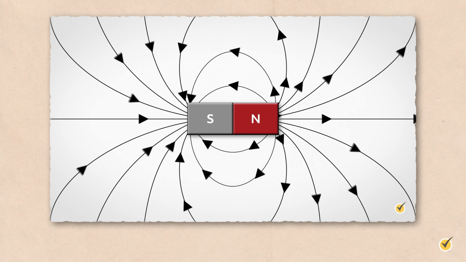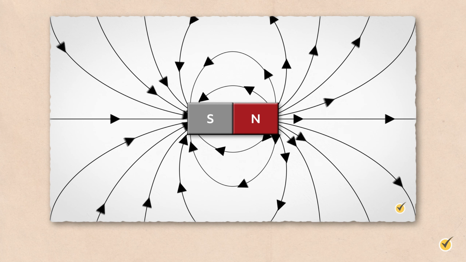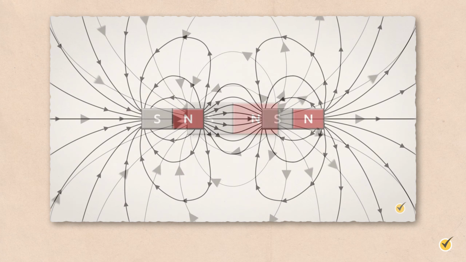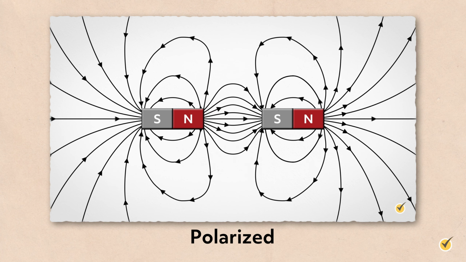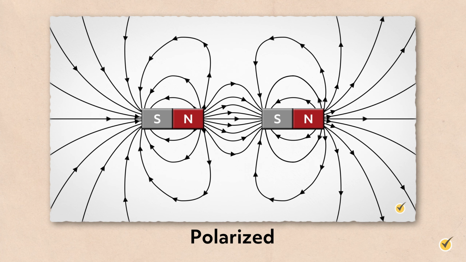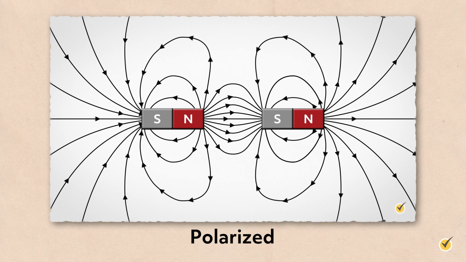Sometimes, if the loose electrons are unable to move to another charged object, they will gather at the end of the object that is near something with opposite charge. When this occurs, the object is said to be polarized, meaning that one end of the object is negatively charged and the other end is positively charged. This is similar to the polarized ends of a magnet.